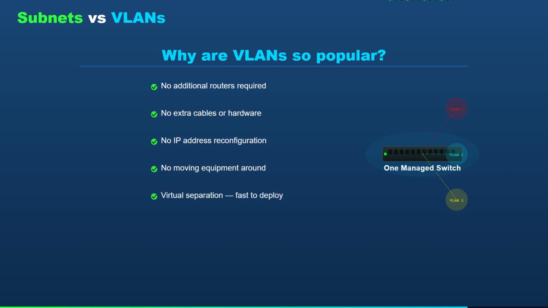Why VLANs? This is why VLANs are so popular with medium to large businesses. They can separate networks without adding routers, firewalls, or cables, without moving equipment around, and without reconfiguring IP addresses. They can just separate networks virtually by using VLANs. This makes VLANs faster to deploy, cheaper to implement, and much easier to change when the business needs evolve.